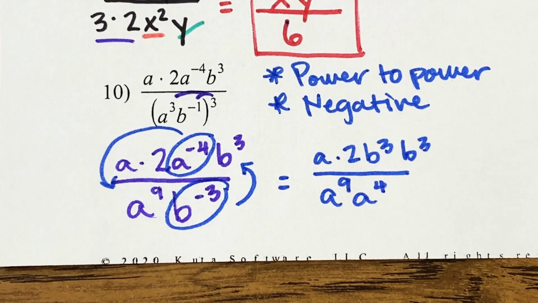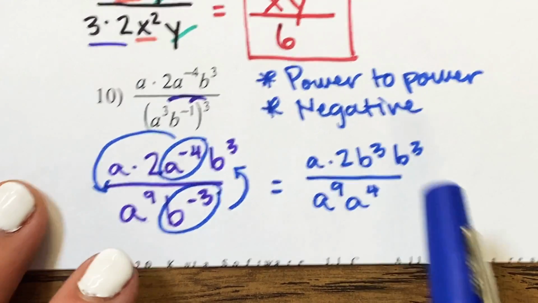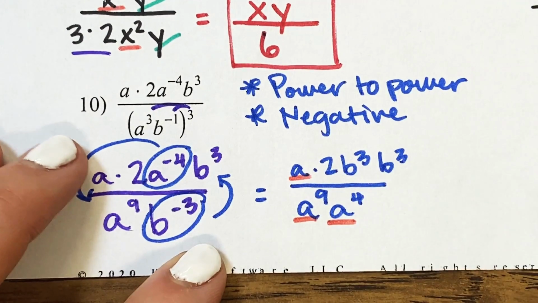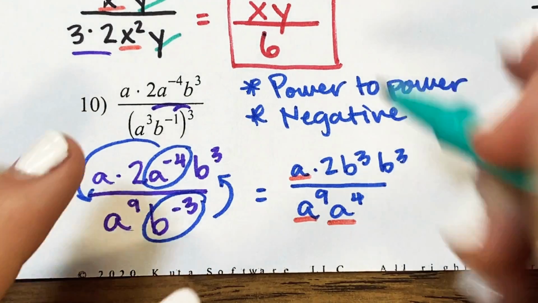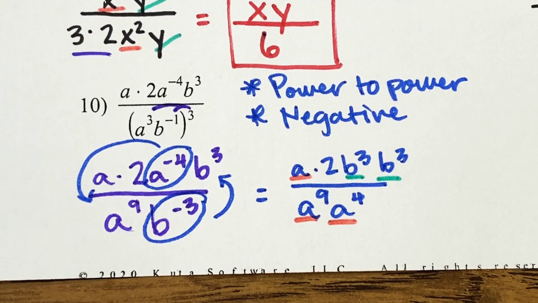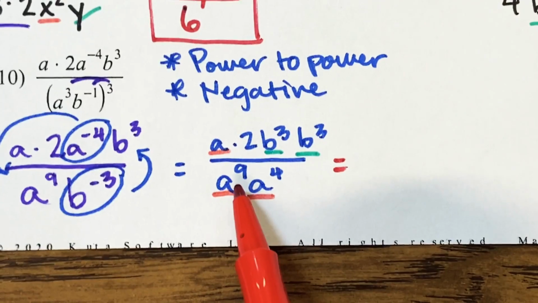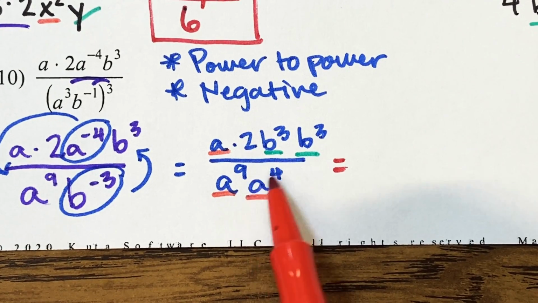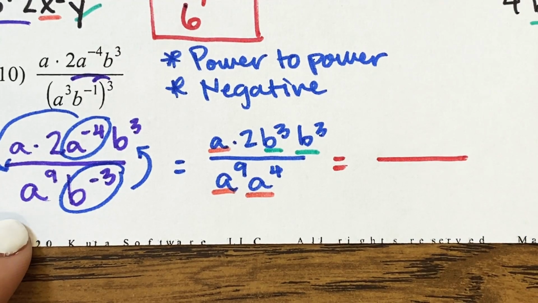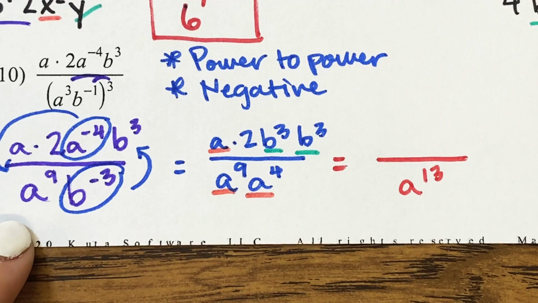Okay, so we're not done simplifying. I see some A's that need to be combined and some B's that need to be combined. I am going to combine the A's on bottom before I worry about the A on top. So I have 9 A's right here. I have another 4 A's right there. How many A's do I have? 9 plus 4. I have A to the 13th power.